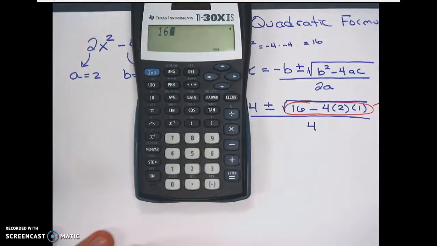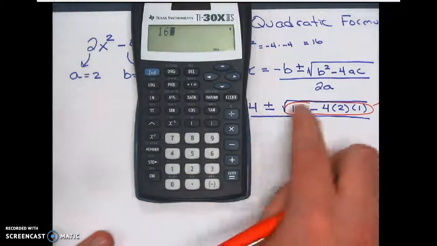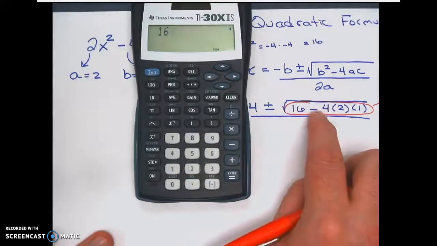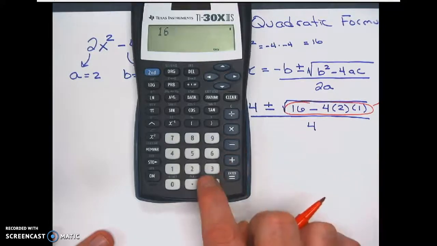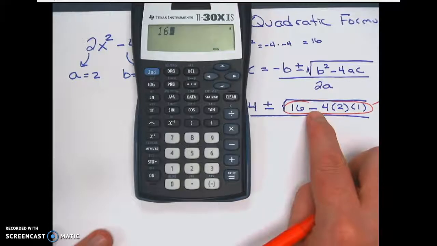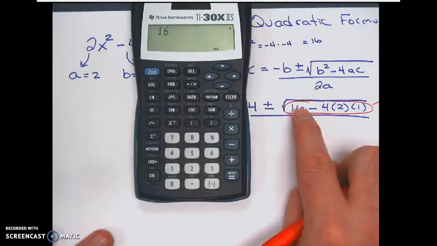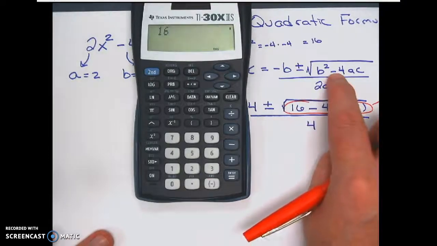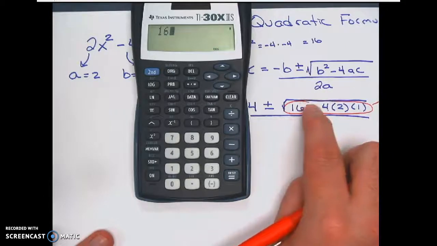The 16. So that's the first thing I'm going to write. So 16. Now you got to be careful, because the calculators have a minus sign and a negative sign. So when you read this, do you read this as a minus sign or a negative sign? Be careful. That's 16. It's b squared minus 4ac. So that's got to be a minus sign.